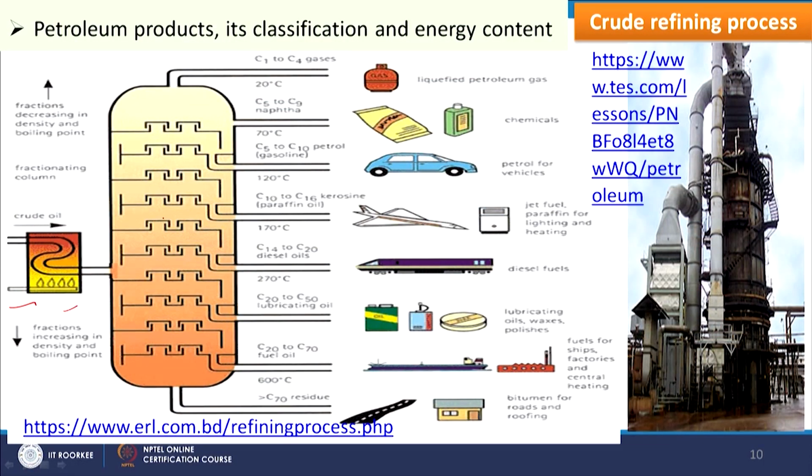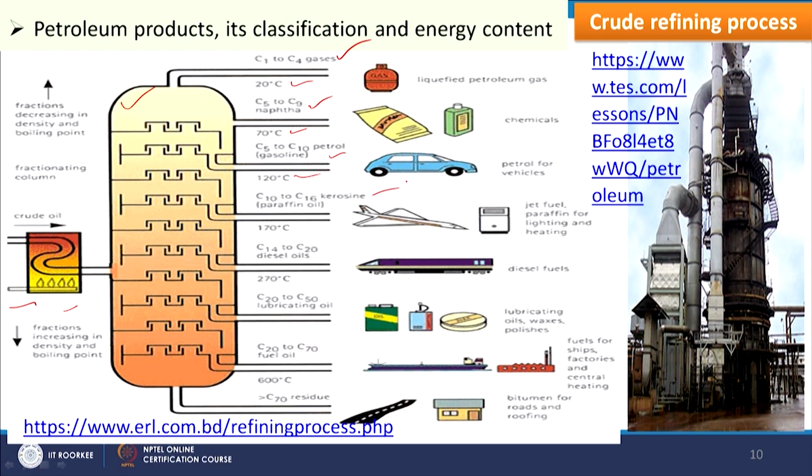Then, what are the different liquids, or different forms of energy, we can get from petroleum crude? That we want to discuss now. So, crude will be refined first and different fractions we will get. Here we are getting the crude, it is preheated and fractionated in this column. After fractionation we get different products as shown here: C1 to C4 gases, we will get LPG here up to 20 degree centigrade, and then C5 to C9 naphtha at 70 degree centigrade, and C5 to C10 petrol or gasoline at 120 degree centigrade.